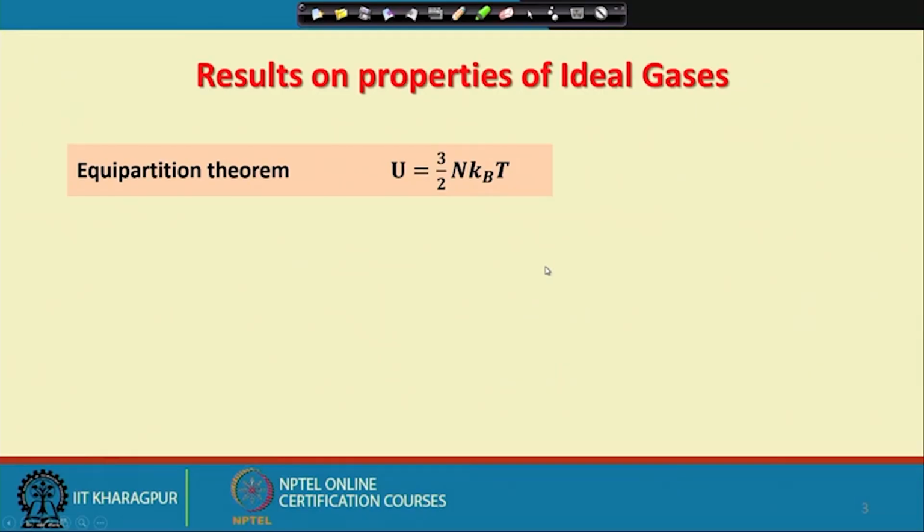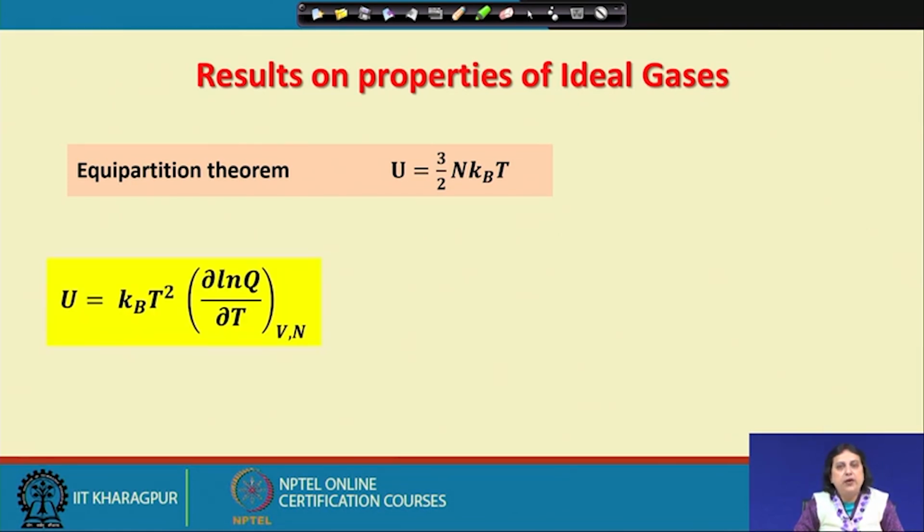The next property that we are going to look at is the internal energy, which from the equipartition theorem is known to be given by this expression, and that is nothing but Joule's law, which says that for an ideal gas the internal energy is a function of temperature and temperature only.